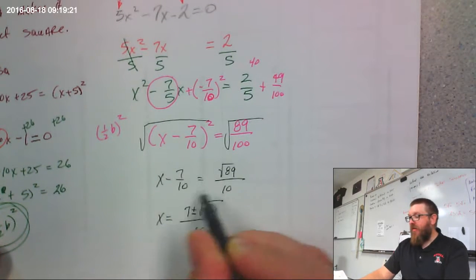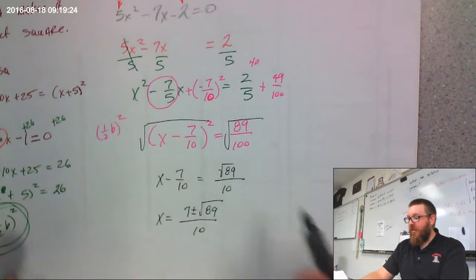add 7 over 10 to both sides. It already has a common denominator. It almost always does, and there's your answer.